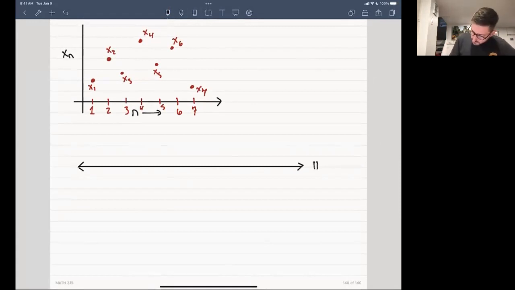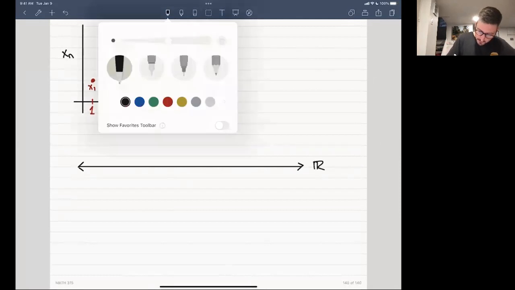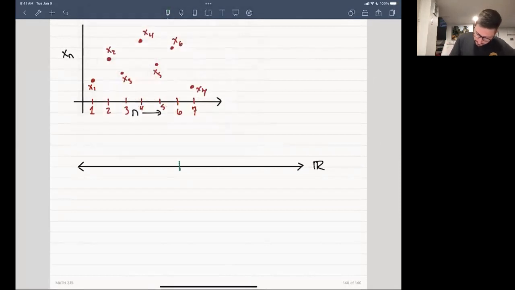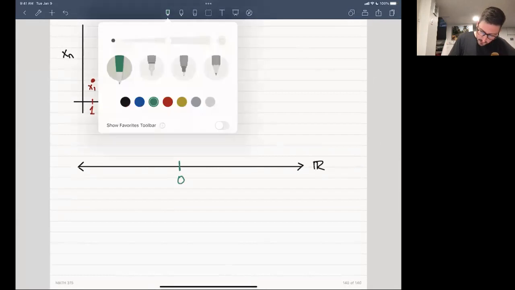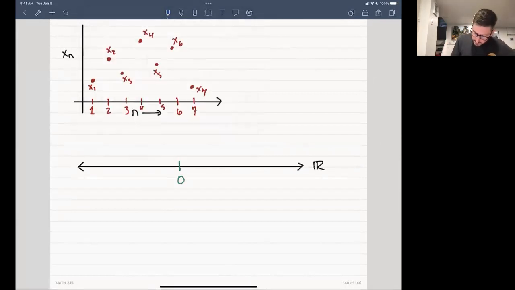And so this is the set of real numbers. Let's put 0 right in the middle. And what we can do is we can just put points on this number line. So we could say here's x1, and then here's x2, and maybe here's x3, and here's x4, and here's x5, and here's x6, and so on and so forth.